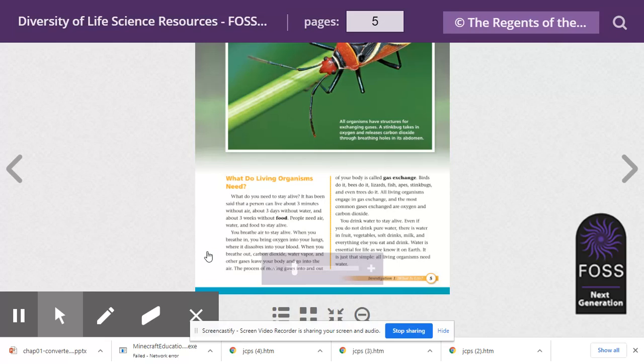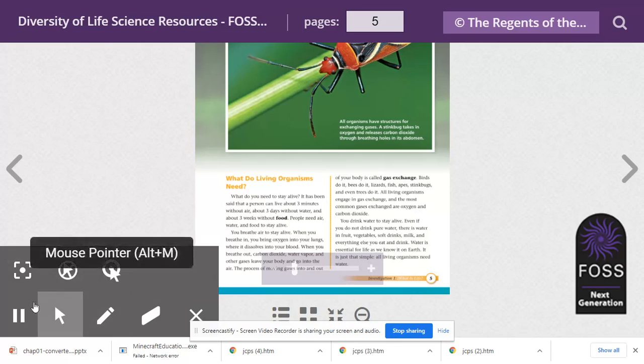So you breathe out something. And this process of moving gases into and out of your body is called gas exchange. So that's a fourth thing. All living things exchange gases. Birds do it, bees do it, lizards, fish, apes, stink bugs, and even trees do it. All living things engage in gas exchange. And the most common gases exchanged are oxygen and carbon dioxide.